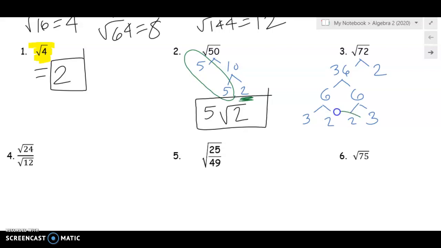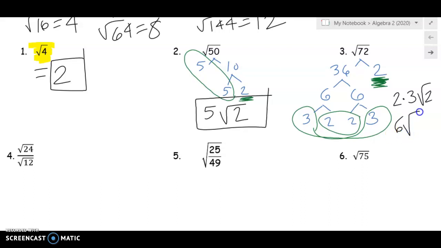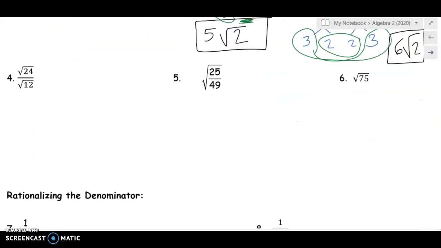Okay, so I went as far as I can go with all my branches. I'm going to circle my pairs. So I have 2s there that match. And let's do a little swerve here. I have 3s that match, and then be careful, I have a leftover 2 up at the top. So when I go to write my answer here, the circled pair of 2s come to the outside, and the 3s come to the outside. You multiply those, and the leftover 2 stays underneath. So 2 times 3 is 6, and then the 2 stays underneath. So my answer is 6 root 2. Okay, let's do a few more.